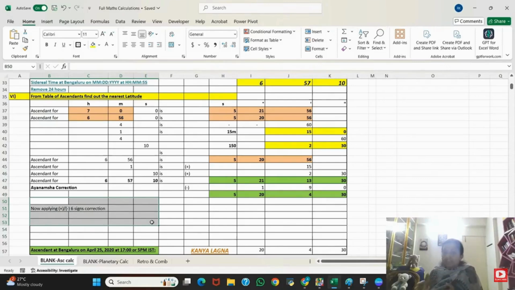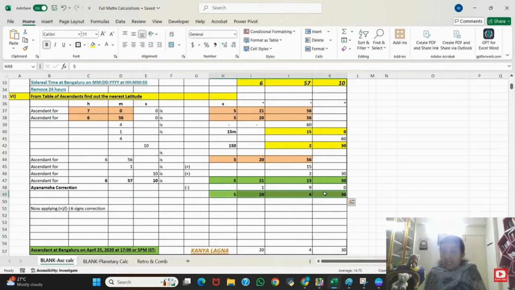We have a different method of calculation in the modern methods, so this is a bit different. I'm just mentioning it for your purpose. When we see this, the answer would be 5 signs past, which means it will be Kanya Lagna, then 20 degrees 4 minutes 30 seconds. This will be the actual point in Kanya where the Lagna is rising.